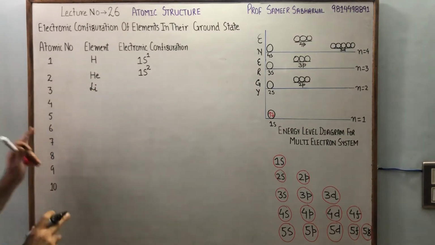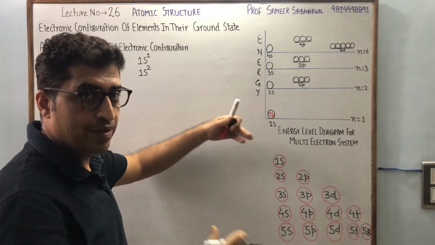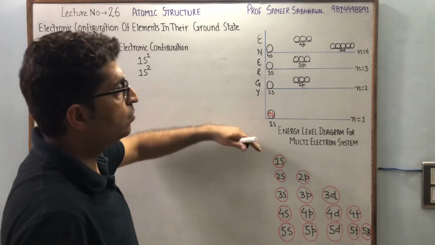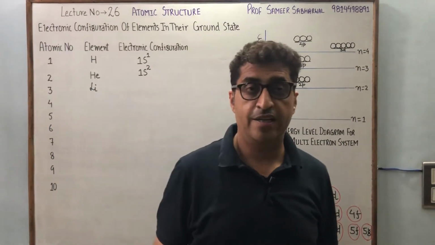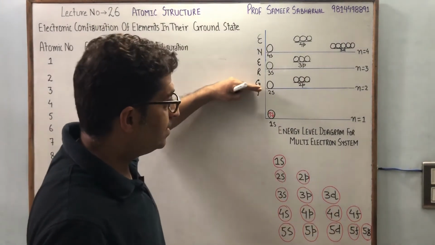Now when we reach atomic number 3, this is lithium. There are 3 electrons. 2 are already filled. This shell is complete because the first shell can accommodate 2 electrons. So I have to move to the second shell. When I move to the second shell, you can see that in the second shell we have 2 subshells, 2s and 2p.